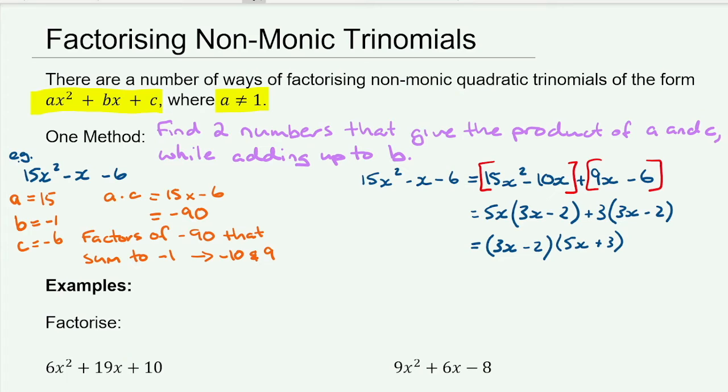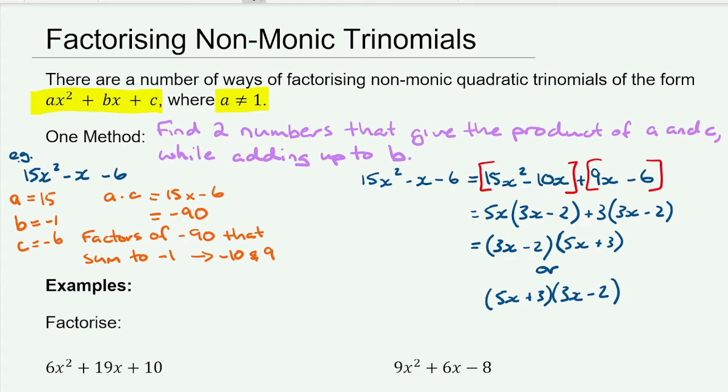And then the other 2 bits of information, the 5 and 3, become the other bracket. And now if we were to expand that out, we'd get our 15x squared minus x minus 6 once again. Now this can also be written the other way around, because it is multiplication that we're working with, so it really doesn't matter which order we set them in, as long as it works all the way back to the beginning again.